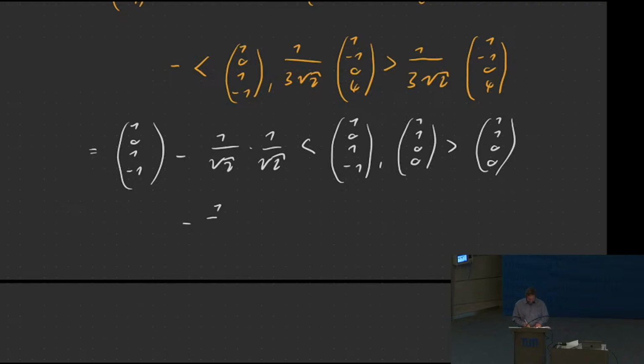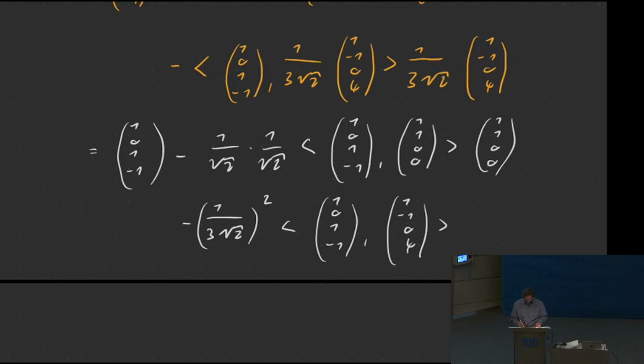And that means what I would get is 1 over 3 square root of 2 times 1 over 3 square root of 2, so it's just that factor squared. Right, times (1, 0, 1, -1) scalar product with (1, -1, 0, 4), times (1, -1, 0, 4).